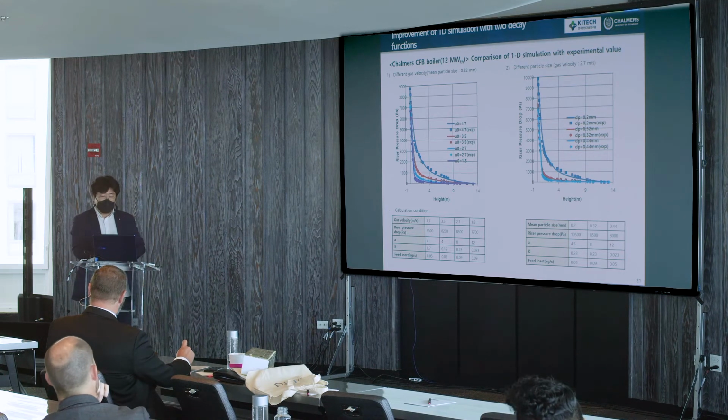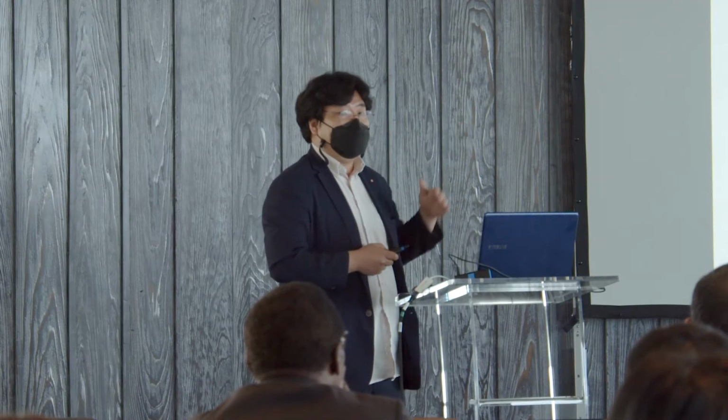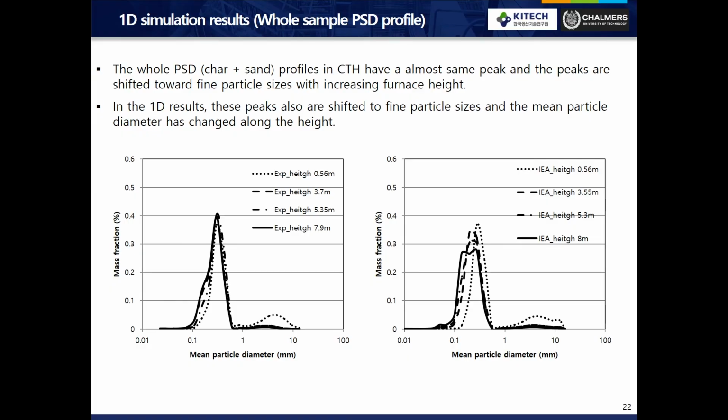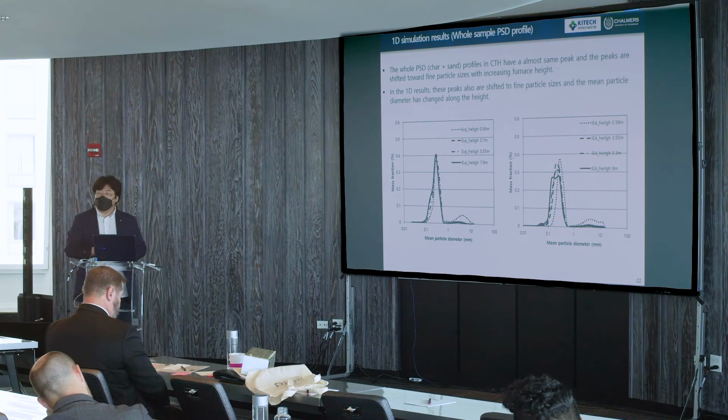So how about the local? So maybe we can check the PSD at each height. If we correctly estimate the PSD at each height, then we can say that now we can estimate the whole plant in a good way. So this is the experiment from the Chalmers, and this is the simulation result. You can see it's not good yet.